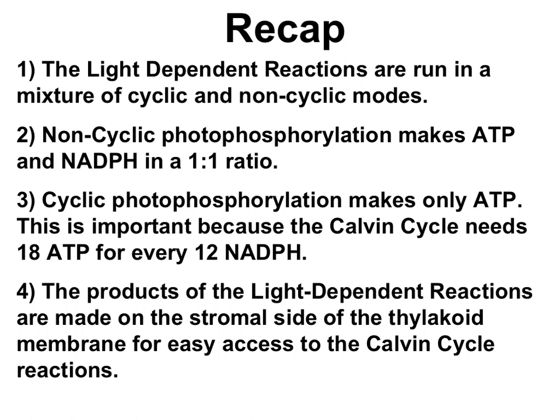This is important because the Calvin cycle needs more ATP than NADPH to make glucose. The products of the light-dependent reactions are made on the stromal side of the thylakoid membrane, and that makes it easy for the enzymes of the Calvin cycle to access these important high-energy products. Our next video will tackle the Calvin cycle.